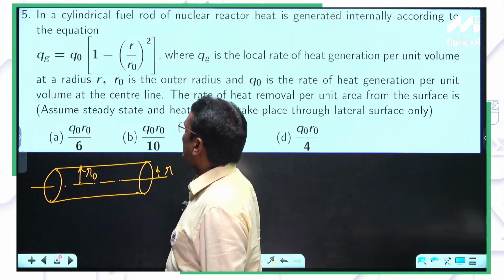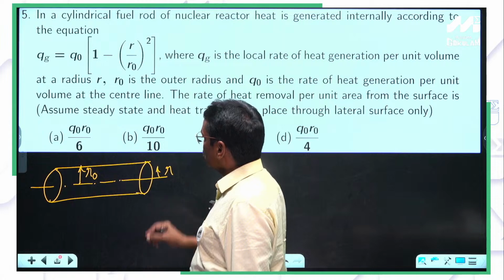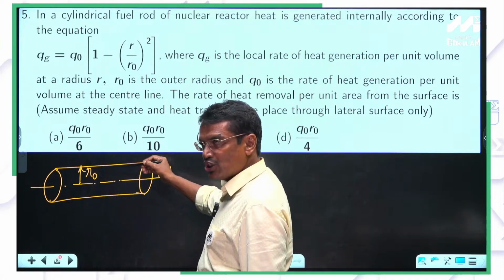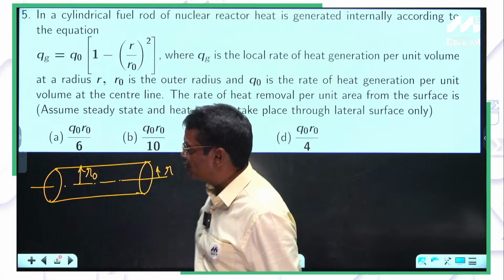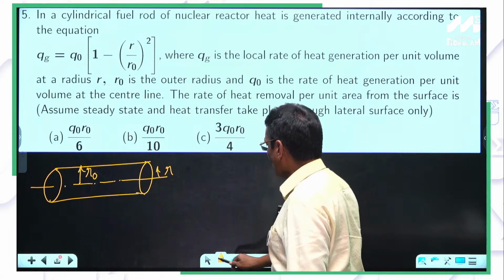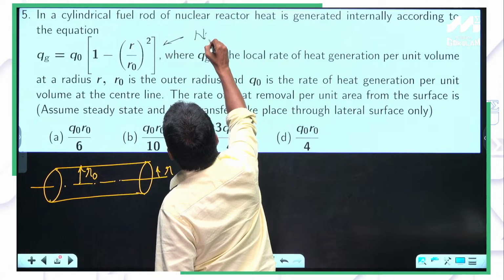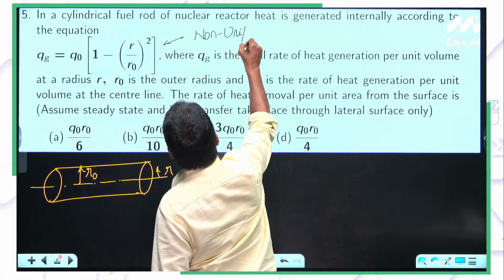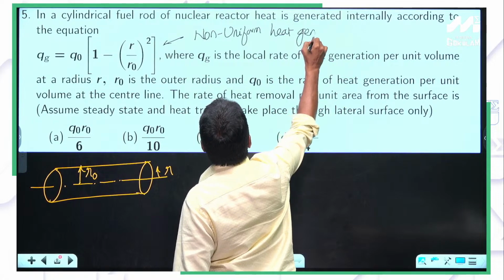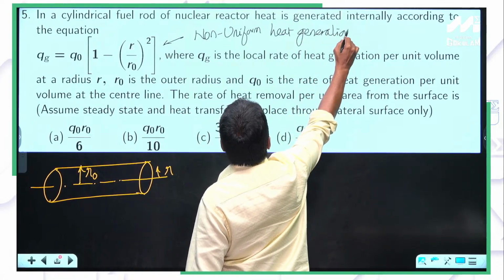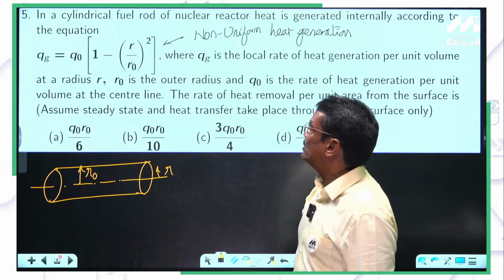Radius is always measured from the axis. So at different locations, at different values of r, a different amount of heat is generated. So it is a non-uniform heat generation. Earlier, in one problem I did, for the sphere there was heat generation, but there it was uniform heat generation. Here it is non-uniform.